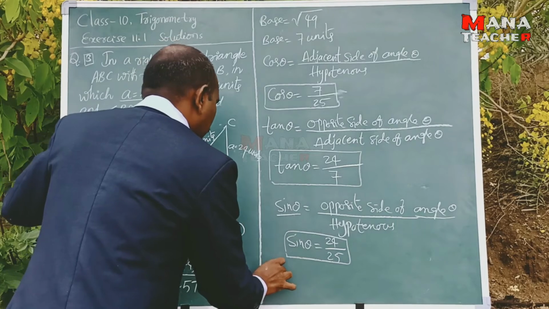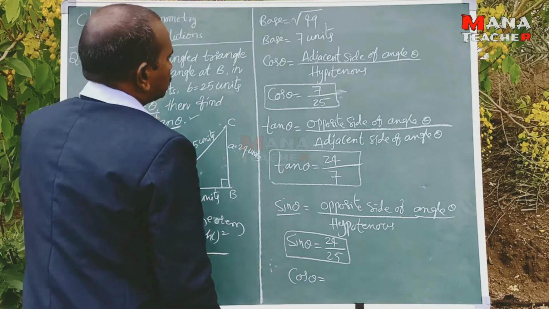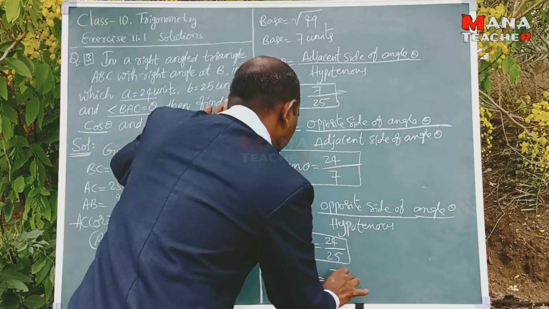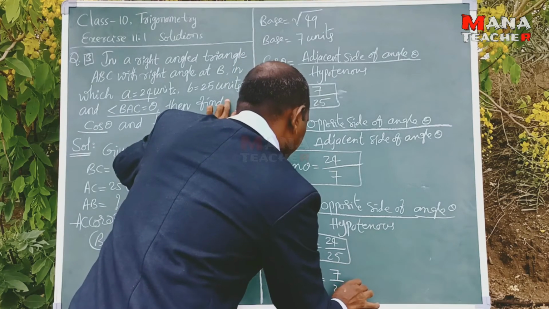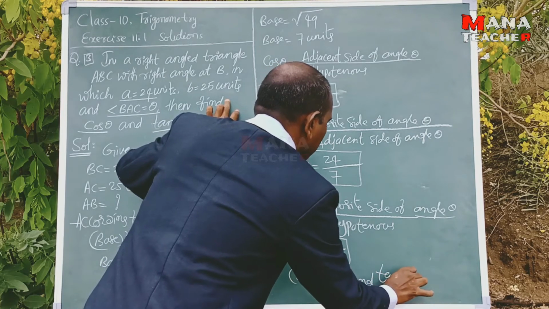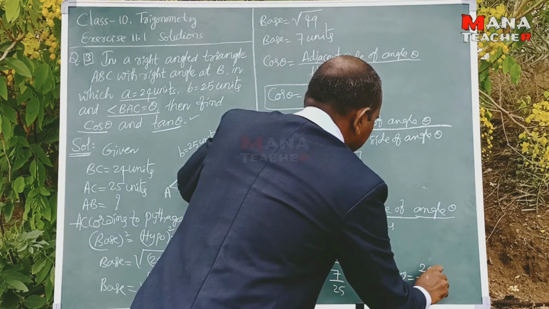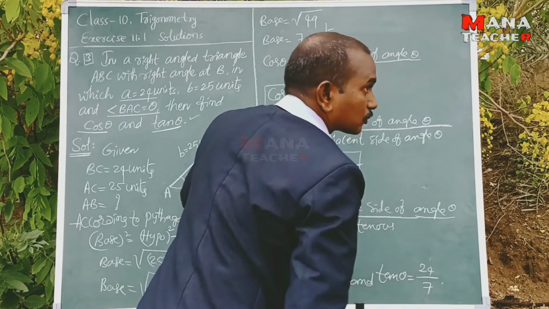So, therefore, cos theta equals 7 by 25 and tan theta equals 24 by 7. So, this is the problem.